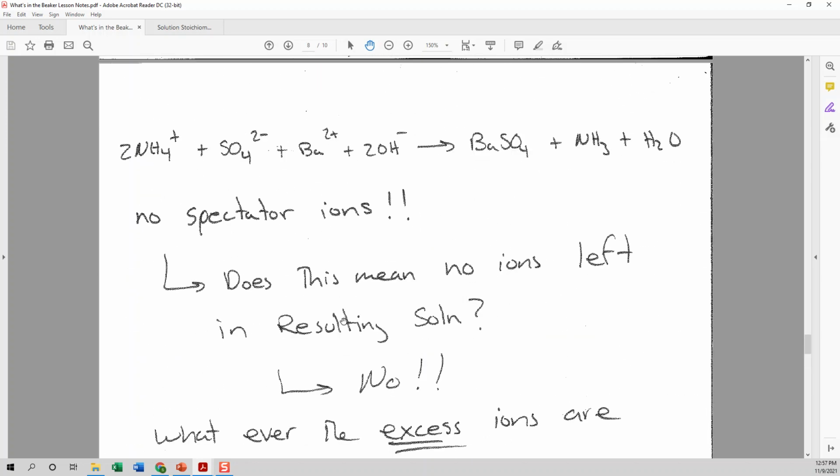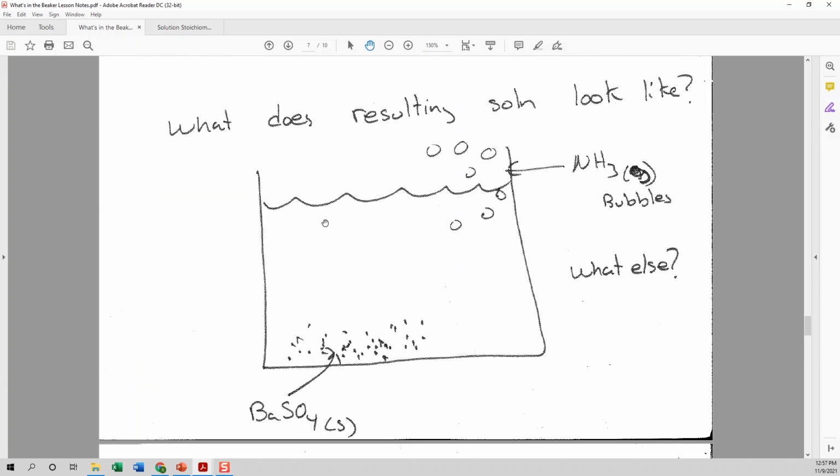Okay, so if I wanted to go back up to this picture, I know it's safe to draw a sulfate ion in here because we know we're going to have sulfate still dissolved, but I wouldn't draw any barium because all the barium ended up in the precipitate.